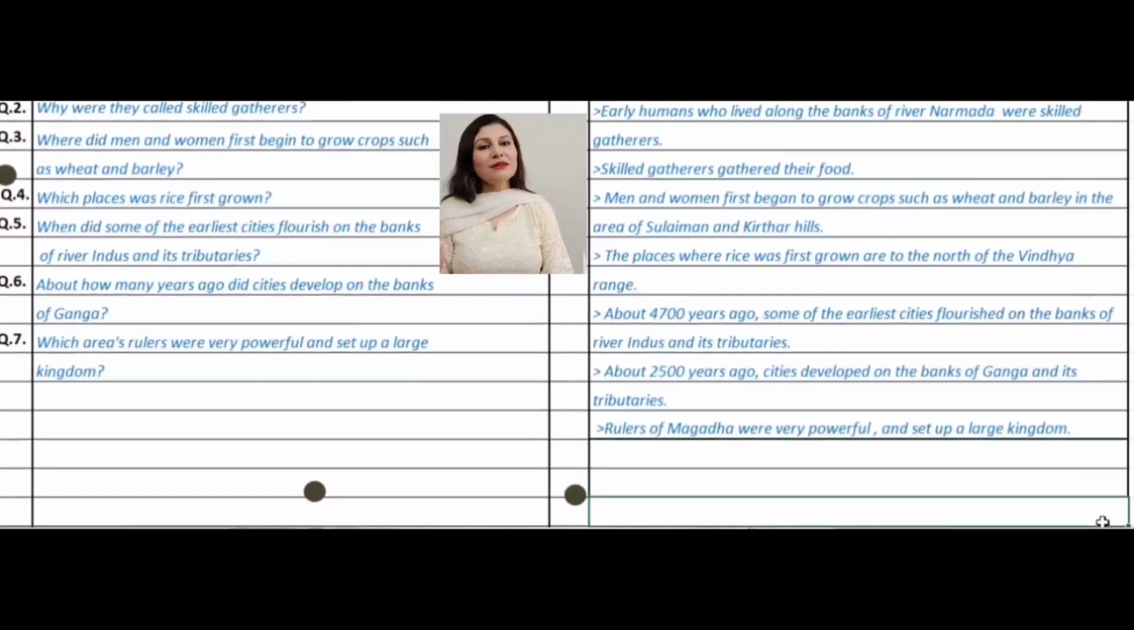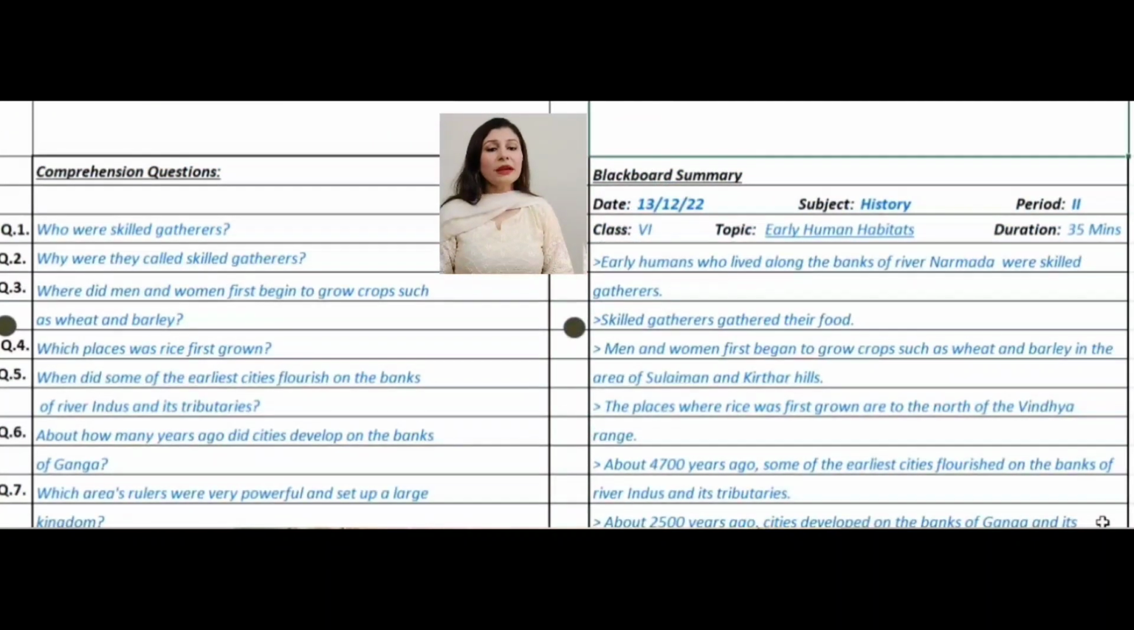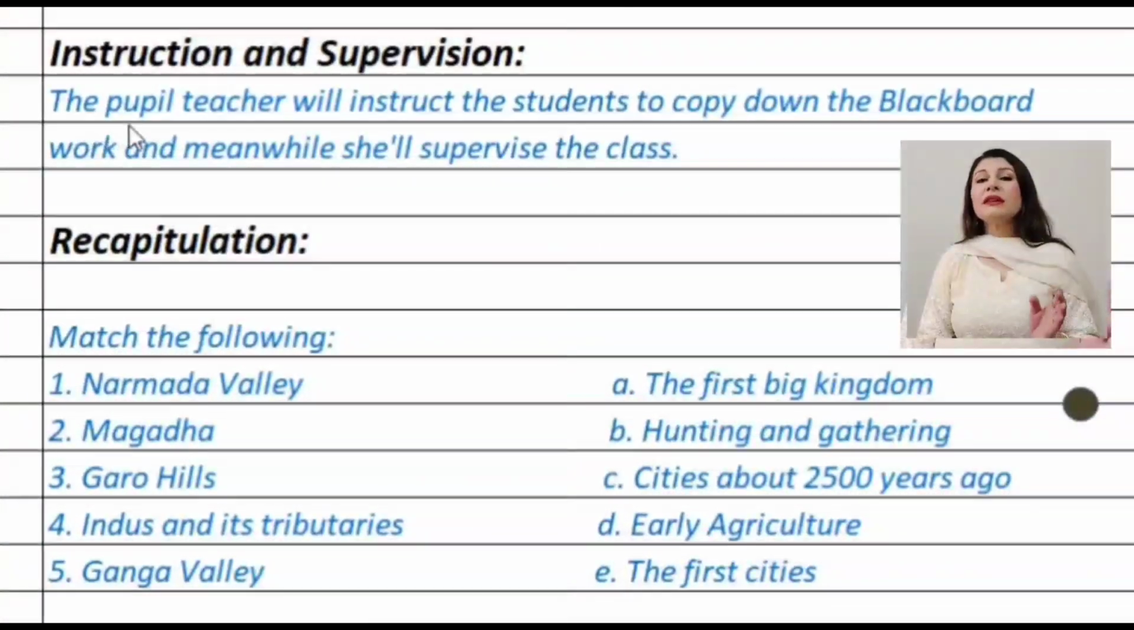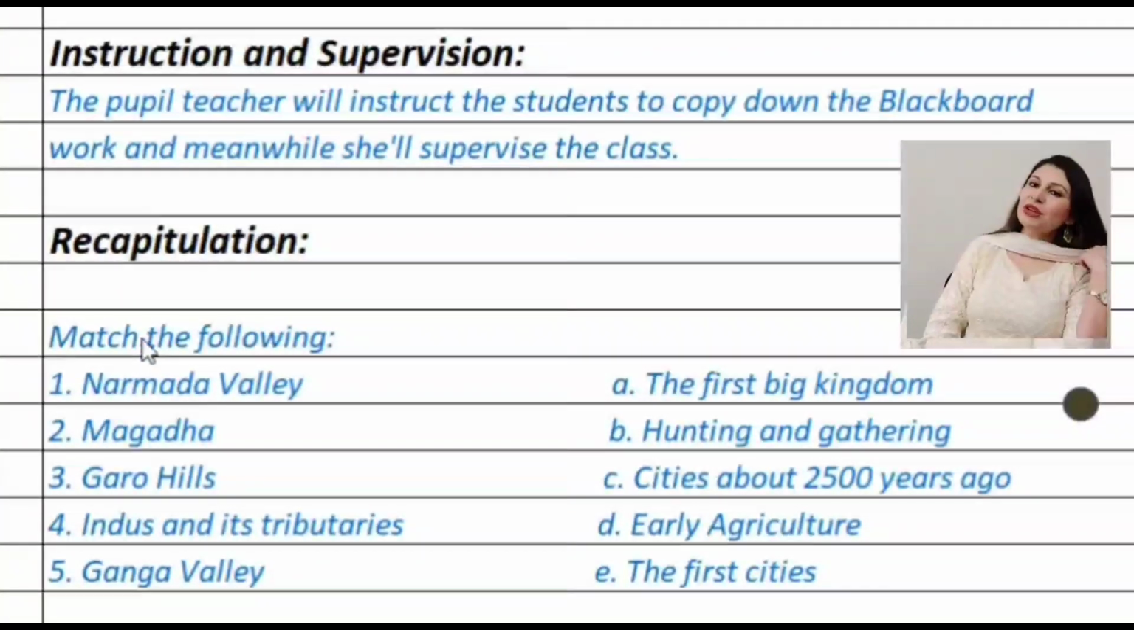These questions should be based on your learning objectives. After writing this blackboard summary, the pupil teachers will instruct the students to copy down the blackboard work, and meanwhile they'll supervise the class. After this comes the recapitulation part.